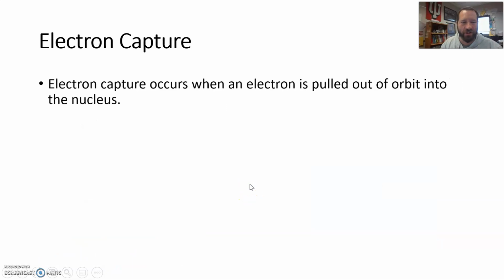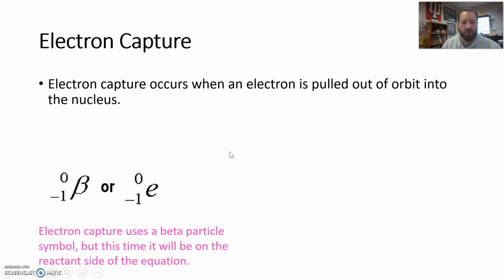Next up, we have electron capture. So this happens when an electron gets pulled out of orbit. So remember, electrons are kind of flying around in space around the nucleus of the atom. And when they get pulled out of orbit and into the nucleus, it's called electron capture. We're going to use that beta symbol again. It is an electron now. We are working with an electron. So there's that e with a -1 charge or a beta with a -1. Either one is perfectly all right.